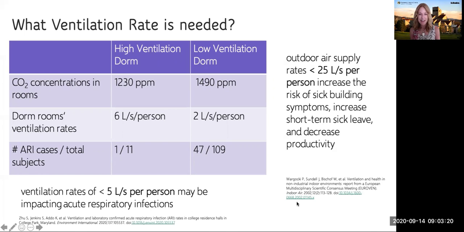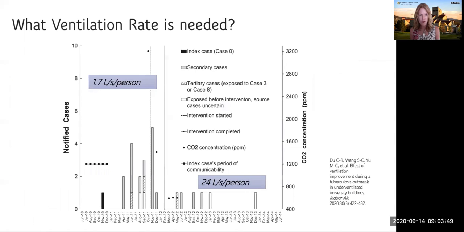And then the literature review by Pawel Wargocki showed that the outdoor air supply rate should be maybe even 25 liters per second per person, because if it's lower than that, we do see sick building symptoms increase, short-term leave increase, and also decreased productivity. So somewhere between 5 to 6 liters per second per person and 25 liters per second per person is where we should probably be thinking for airborne infectious disease control.